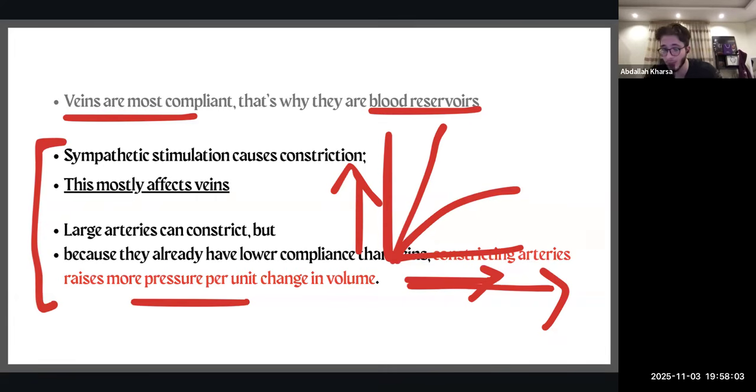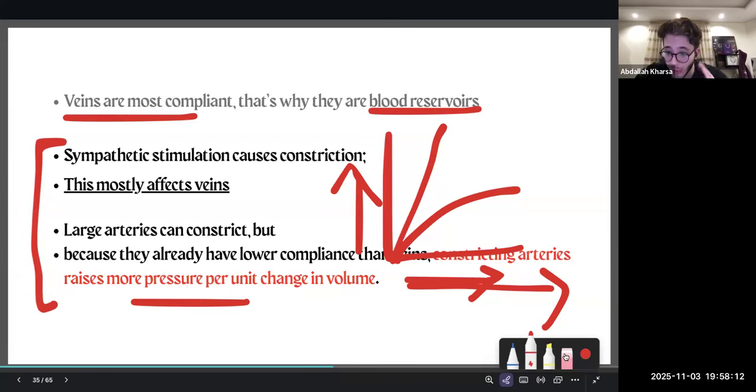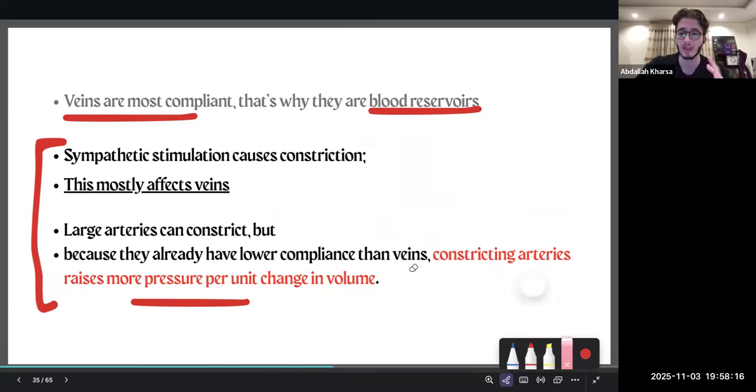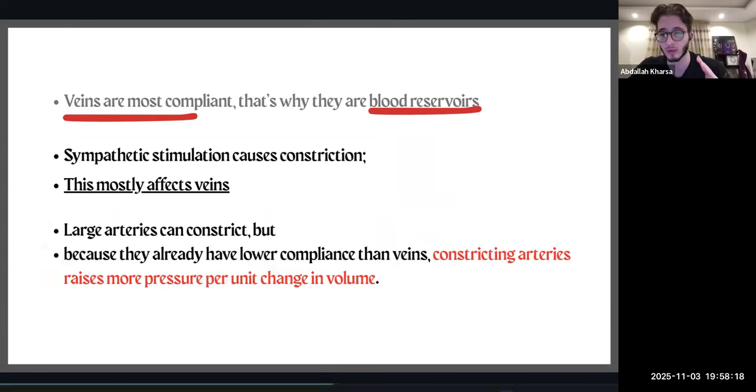This same graph is in your slides, but it's not important for you to know the graph. The graph is there for you to understand the concept. I want you to understand that when you constrict arteries, they increase the pressure more. This is per unit change in volume. Don't worry about the units.